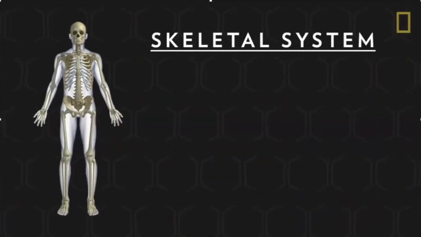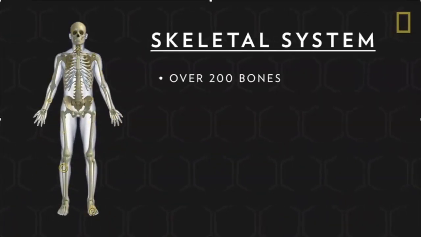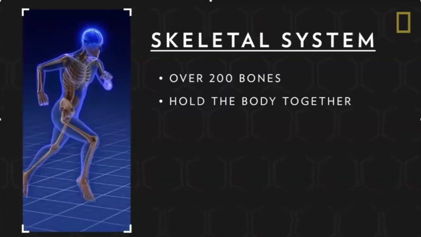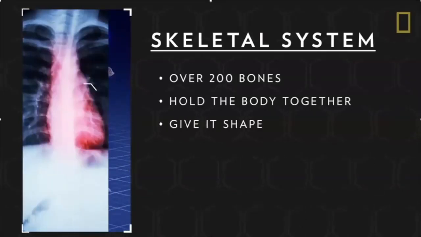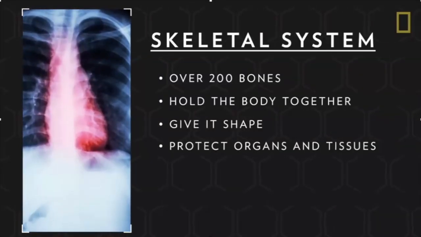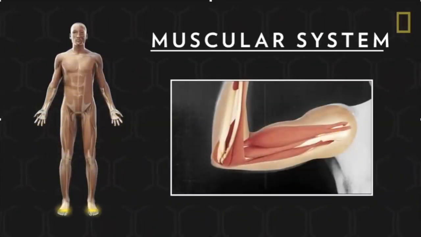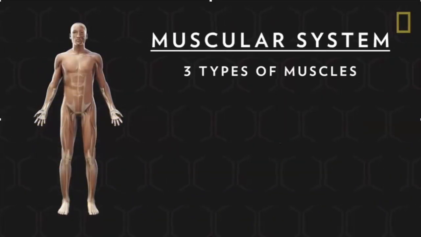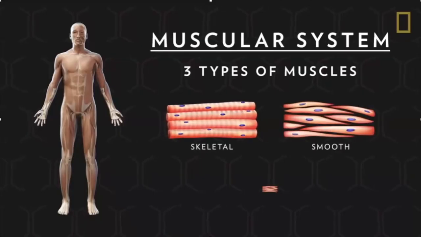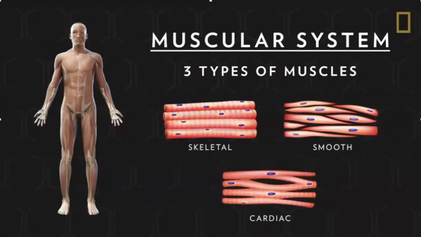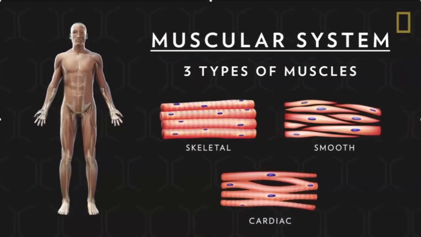The adult skeletal system is a framework of over 200 bones. They hold the body together, give it shape, and protect its organs and tissues. The skeleton also provides anchor points for the muscular system, which includes 3 types of muscles: skeletal, smooth, and cardiac. They are found throughout the body and facilitate movement.